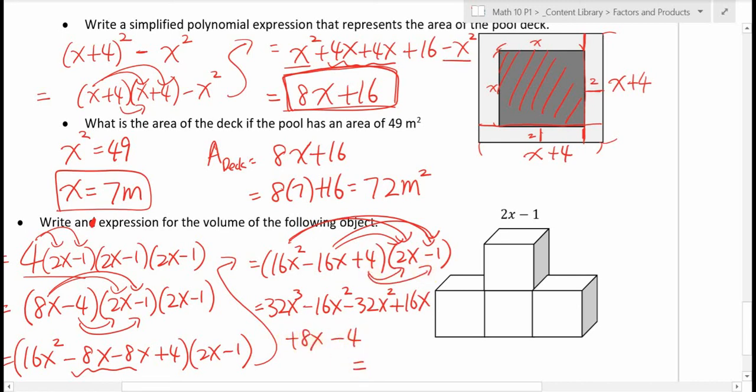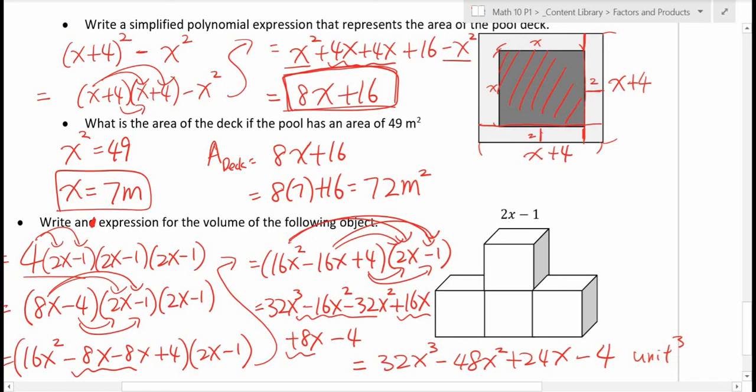And now we can combine like terms together. That's 32x cubed. These two are like terms. Negative 16 minus 32 is negative 48x squared. 16x plus 8x, that's plus 24x. And then minus 4. Again, units cubed.